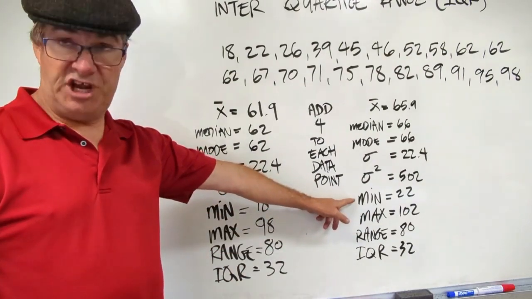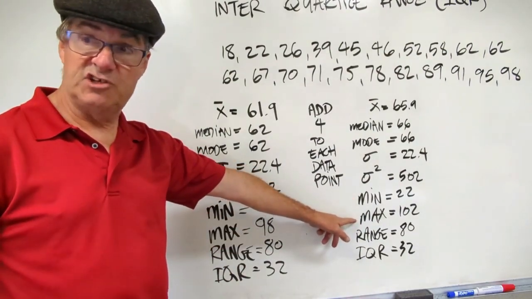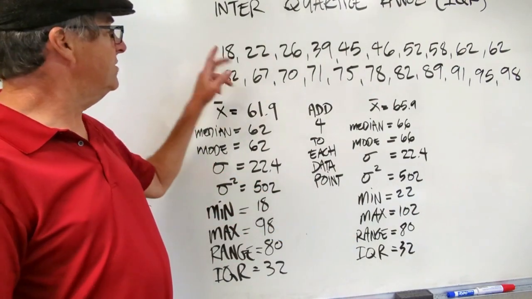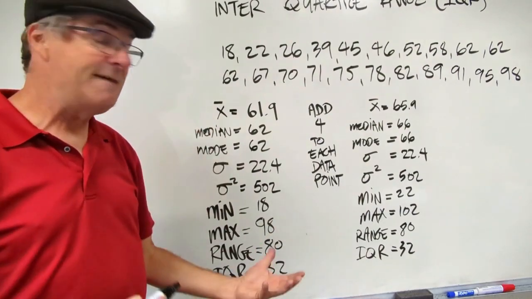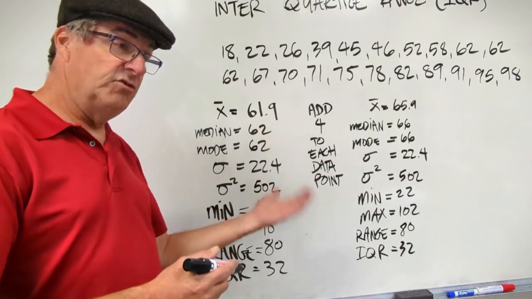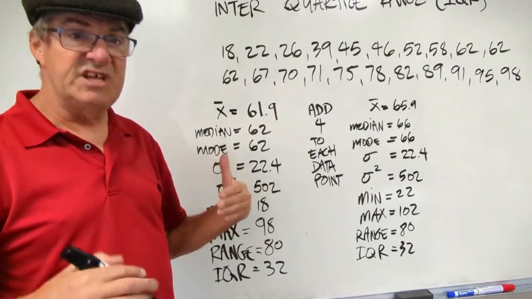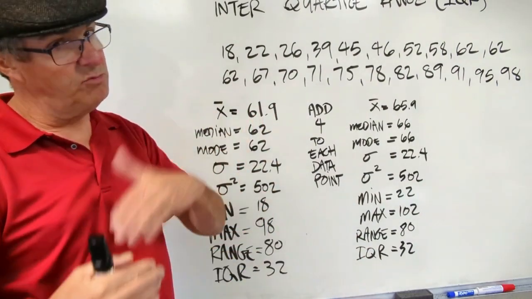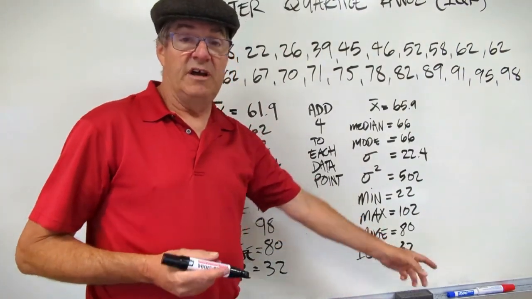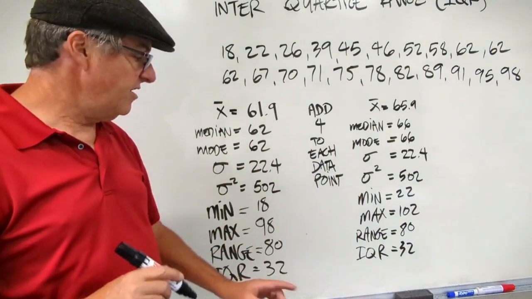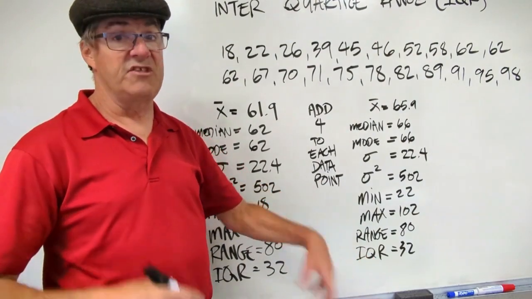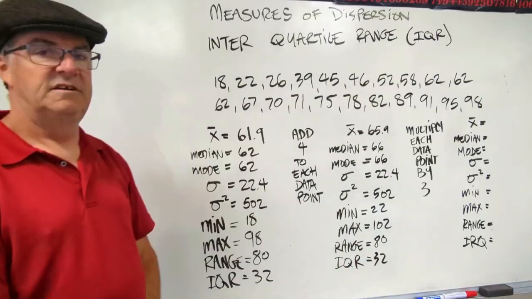My min changed by 4. My max changed by 4. But how about my range? That stayed the same. From the min to the max is still the same number, as is the interquartile range, because the Q1 and Q3 just increased by 4. So when you subtract Q1 from Q3, you're still going to get an interquartile range of 32. Now, I'm not sure about your calculator, but my calculator doesn't give the interquartile range. It just gives the quartiles, which I can then use to calculate it.